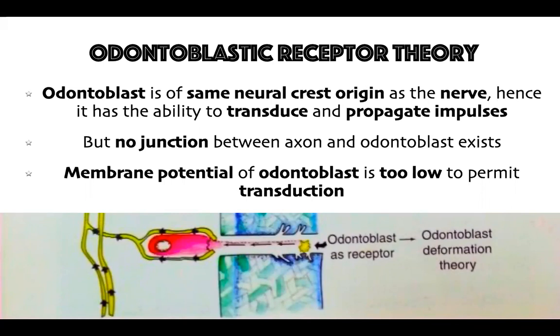A good diagram you can draw in your exam is that the odontoblast is acting as a receptor. You just have to show what the theory is about. You can use your imagination and draw a nerve, and the odontoblast acting as a nerve inside the tooth. You can do all that, okay? It's not that you have to stick to the exact diagram. As long as you understand the concept, that's okay.